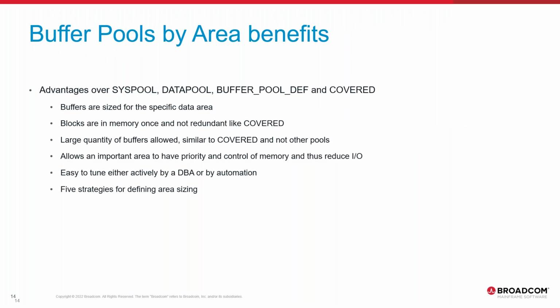Okay. So what we perceive as the benefits. The buffers are sized specifically for one area, whether it's data or index, it's one area. The blocks are in memory once. They're not redundant like covered. Sites today have lots of 64-bit memory, but this is a goal of not redundant. We want them all to be unique. It can have a large quantity of buffers, similar to what covered has. It allows an important area to have priority and control of its memory. Thus, you can reduce the I/O to that area.